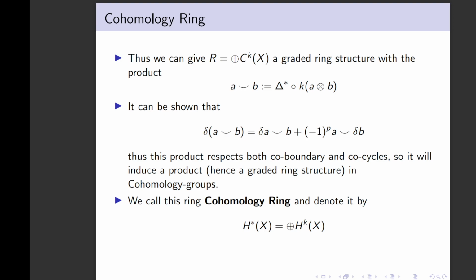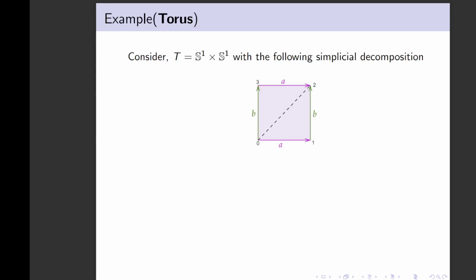Okay. So now I want to give some examples of cohomology rings. One will be a computation and one will be very abstract. So here is the first example, the torus. If you are familiar with identification spaces, then you know that the torus is obtained from a square whose sides are identified like that. Now we take a simplicial decomposition of this torus like this. This triangle and this triangle are the two 2-simplices of the torus. Since all the vertices are identified, there is only one zero-dimensional simplex. And these sides A and B give us the corresponding one-dimensional simplices.